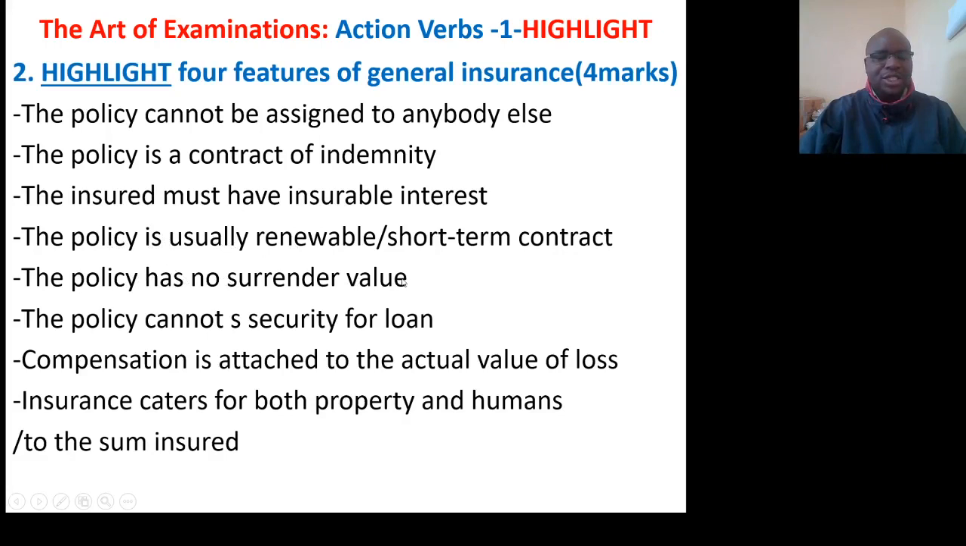The policy has no surrender value. The policy cannot be security for a loan. Compensation is attached to the actual value of loss. Insurance caters for both property and humans or the sum assured.